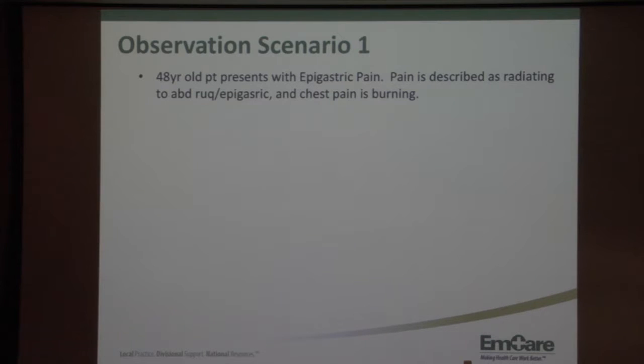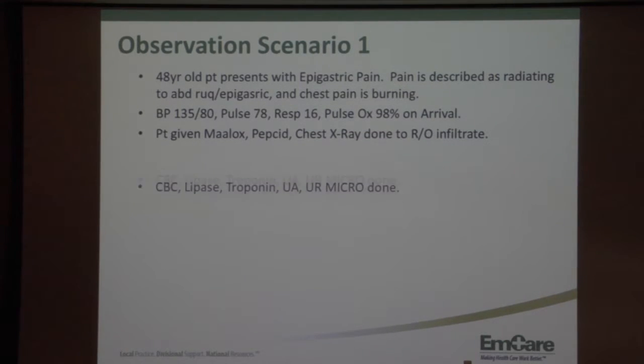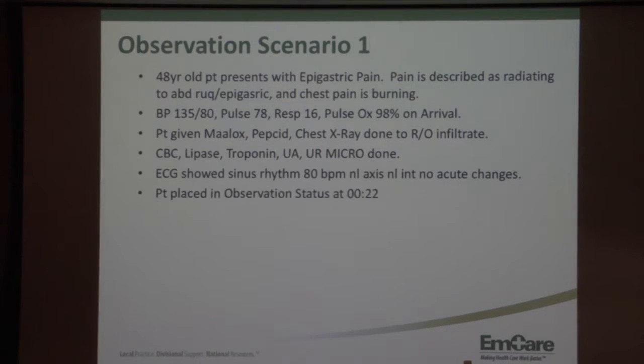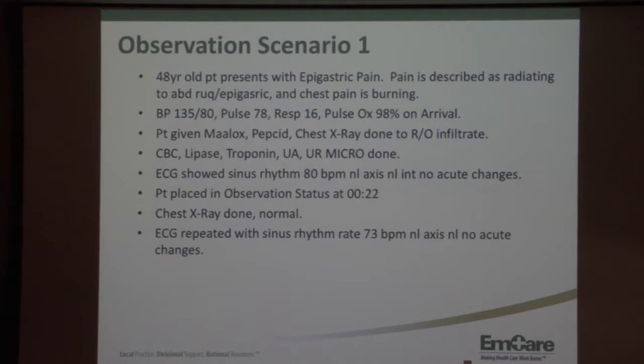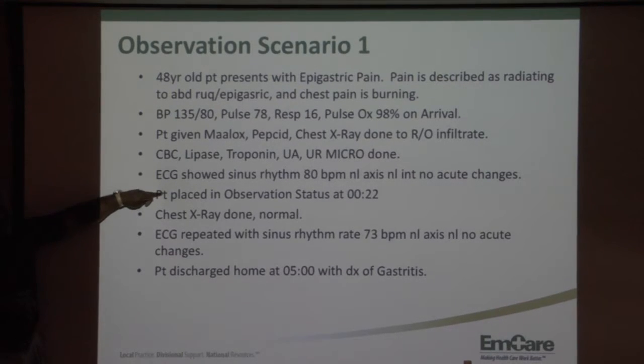So this is where we have some vignettes of typical patients. A 48-year-old with epigastric pain. We put in some vitals. They've got pain in the right upper quadrant. We give some antacid treatment, shoot a chest x-ray, do labs, and get the EKG because of the epigastric pain. We place them in observation status at 0022. Patient discharged home at 5 a.m. with a diagnosis of gastritis. Minus this statement, this would be a typical patient.